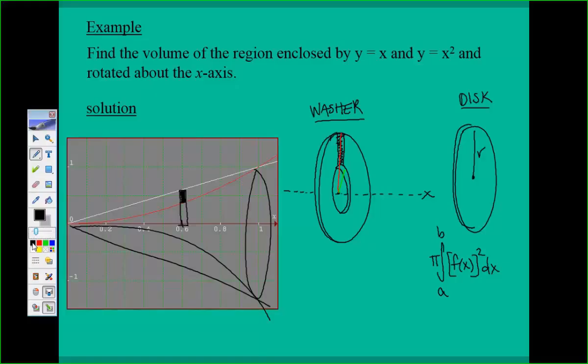How do we find the volume of this object? Well, we'd have pi, and let's call this big R squared. That would find the volume of the entire disk. But we are going to subtract out the volume of the smaller disk. See, we're going to subtract this piece out. We're going to take that away.